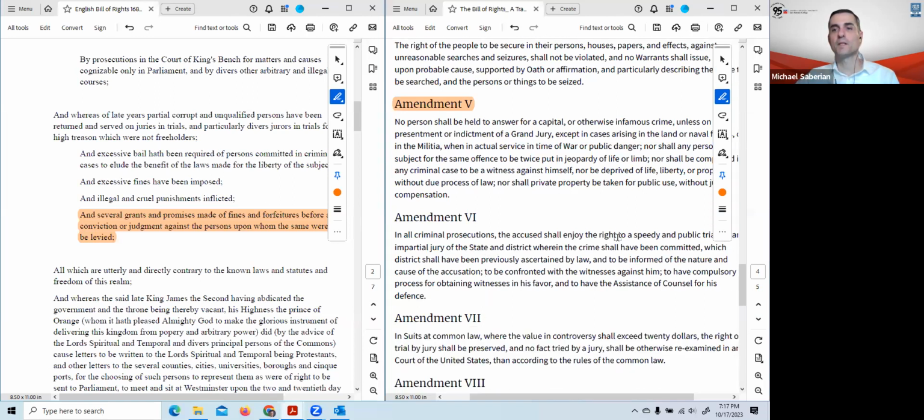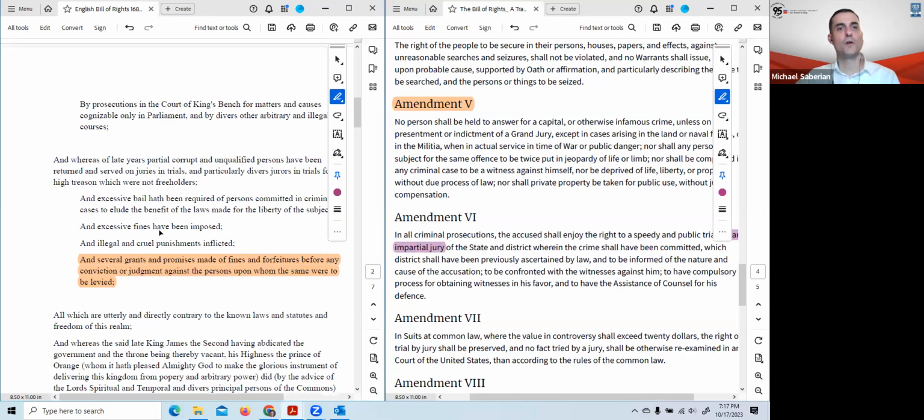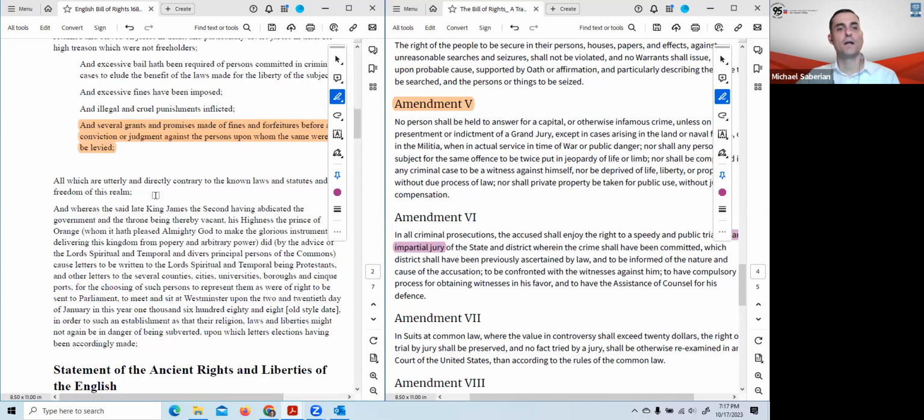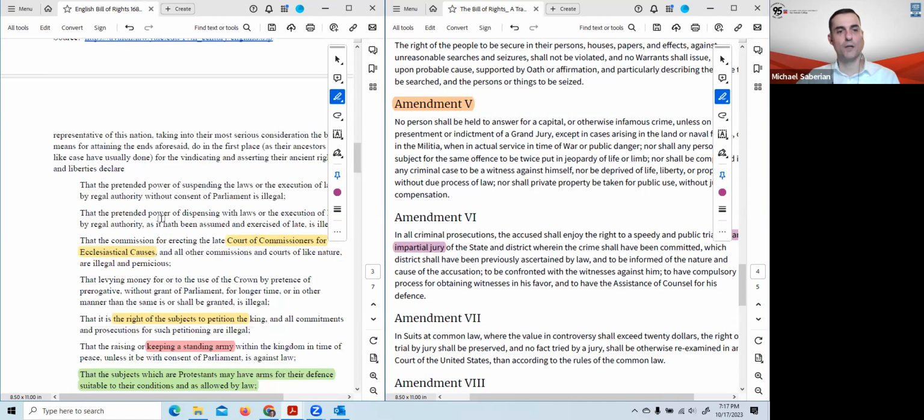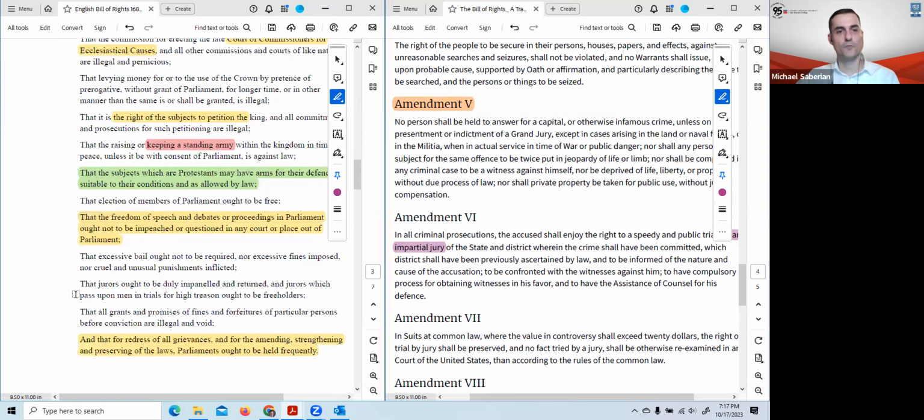The next one, the Sixth Amendment, the right to a speedy trial by an impartial jury. Now I'm going to see if I can make this purple. An impartial jury. Okay. So one of the things that you have in the Statement of the Ancient Rights is that jurors ought to be duly impaneled, and that if a person is being put on trial for a capital crime, he ought to have a jury of freeholders, meaning a jury of his peers. Okay.